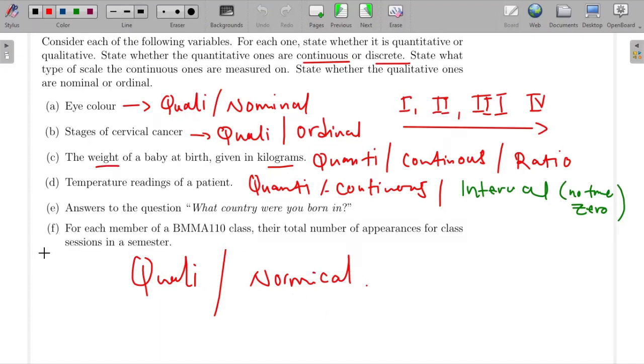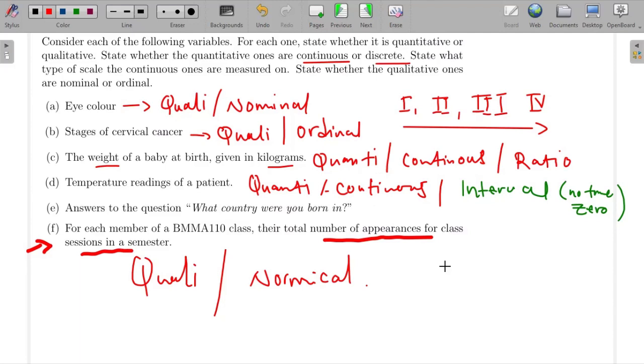Now look at the last one, which is F. F says: for each member of the BMMA 10 class, their total number of appearances for the class sessions this semester. The number of class appearances is countable. We can count how many times this person has attended class this semester. We can simply count, right? And it's dealing with numerical values.